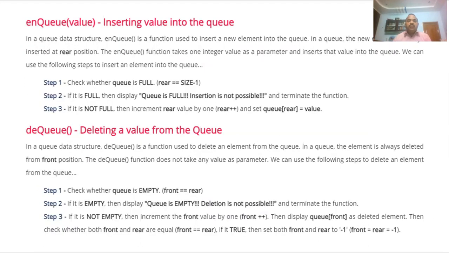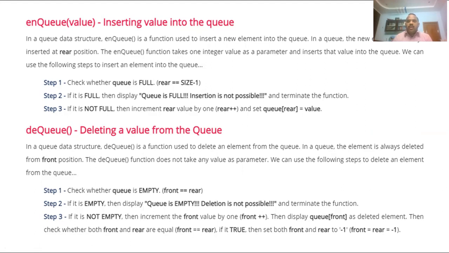Clear? Then the first one is inserting an element into the queue. This is an algorithm to insert an element into the queue. NQ. This is called NQ, inserting value into the queue. This is an algorithm for inserting an element into the queue. Clear, all of you? So here, in a queue data structure, NQ is a function used to insert a new element into the queue.